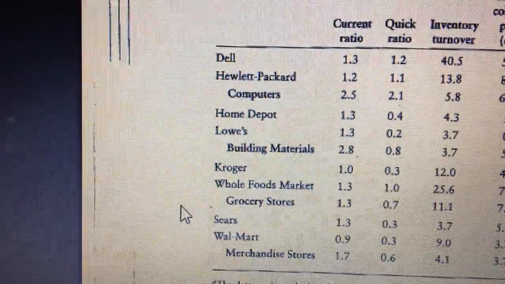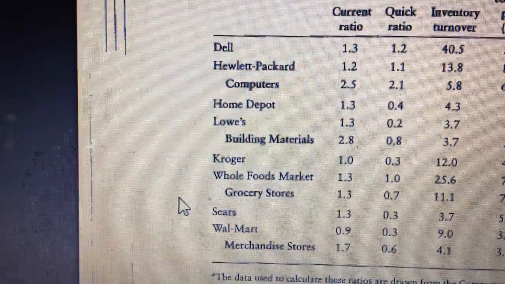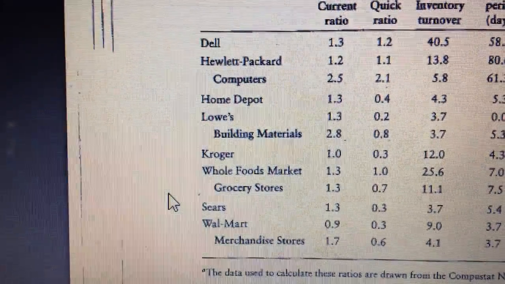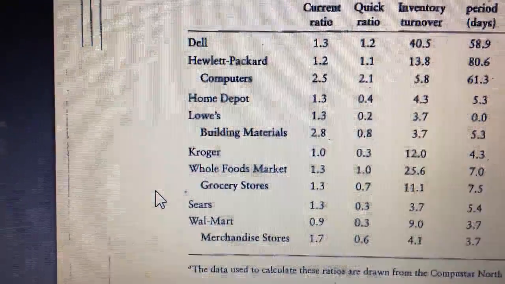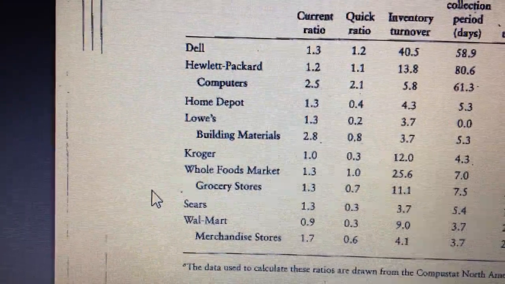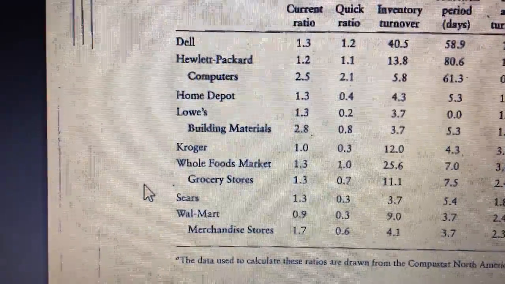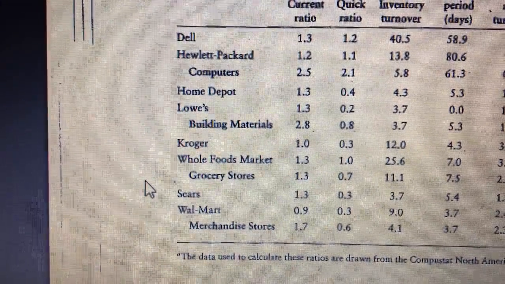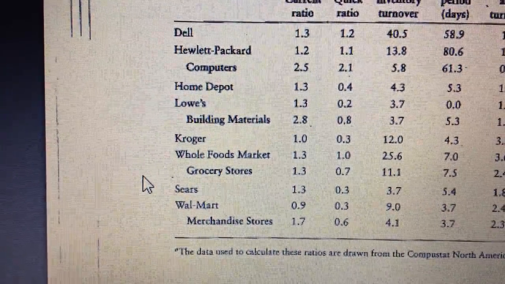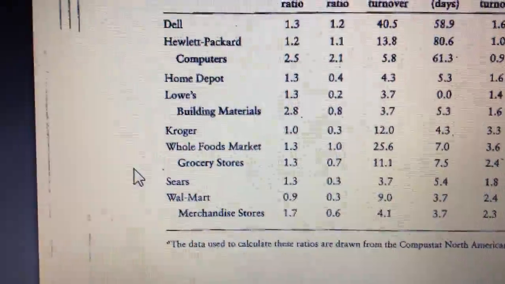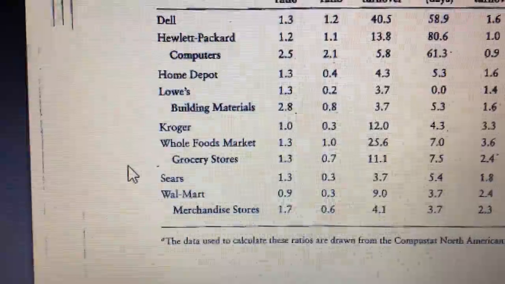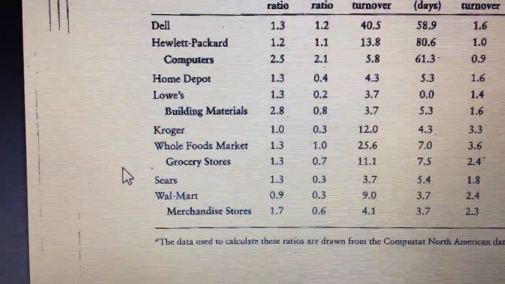That's your building material industry. Then you have your grocery stores, Kroger, Whole Foods, and you have merchandise stores, Sears and Walmart. Now, when you're making comparisons of numbers, ratios, you want to compare within the industry. It doesn't do a whole lot of good to compare Dell to Home Depot or Dell to Kroger. I mean, you can do that, but if you're trying to decide which one's better, it's difficult to do. It's like apples and oranges.